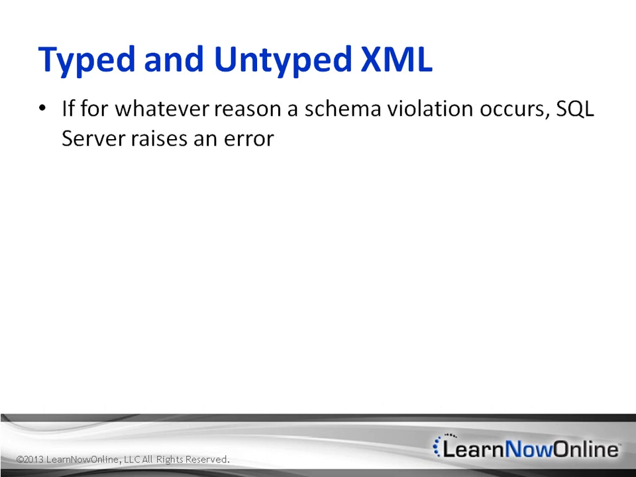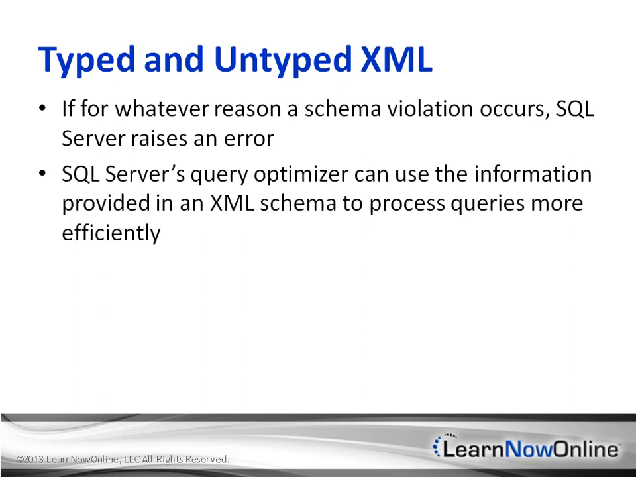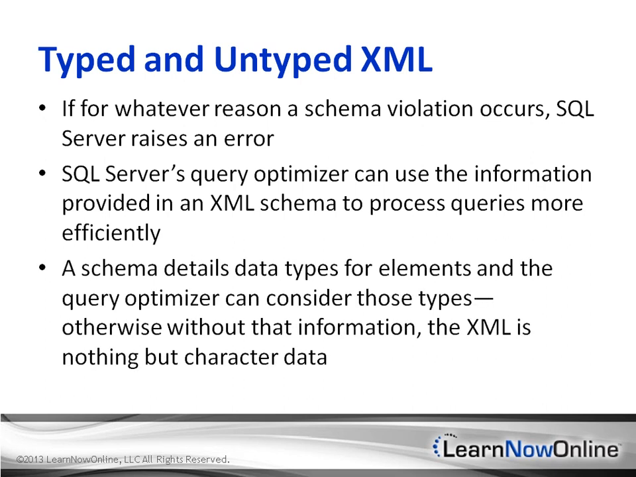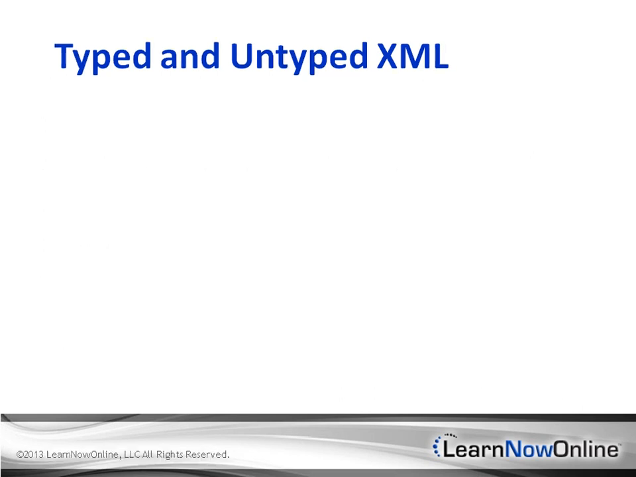So, if for whatever reason a schema validation error occurs, SQL raises an error. And SQL's Query Optimizer can use the information in that schema to process queries more efficiently. A schema will detail the data types for the elements, and the Query Optimizer can consider those types. Otherwise, without that information, XML is simply character data.